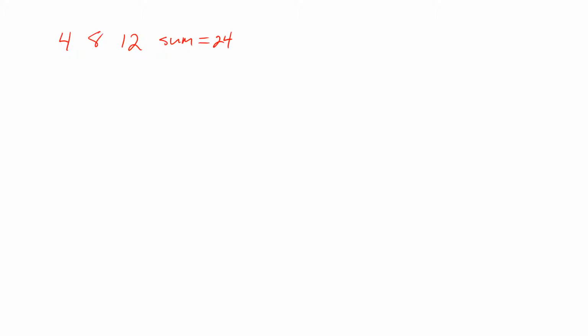And then we divide the sum by the number of numbers. So to find the mean, we take 24. There are three numbers. 24 divided by 3 is 8. So the mean of these three numbers is 8.